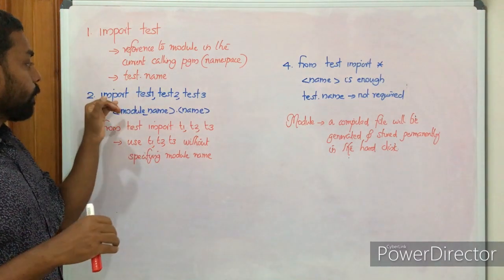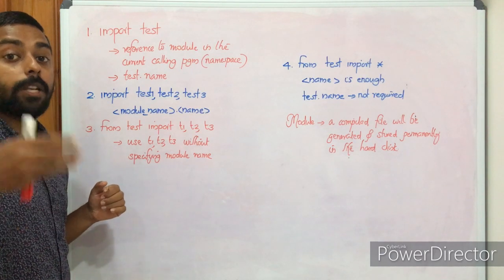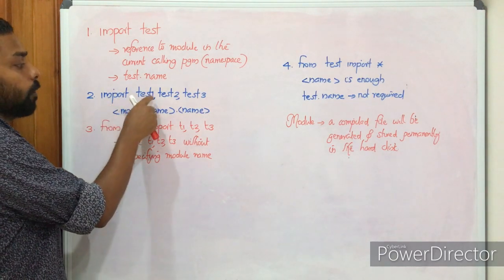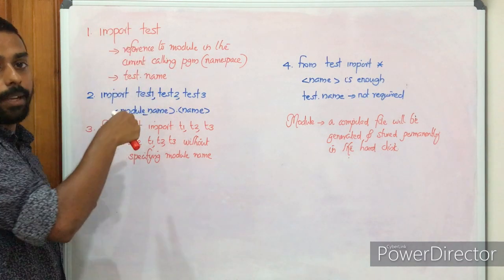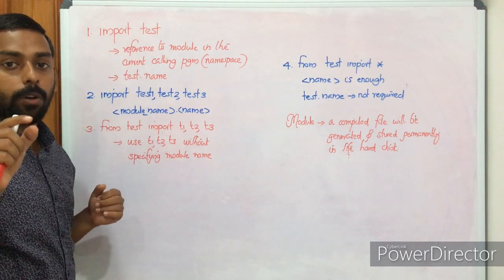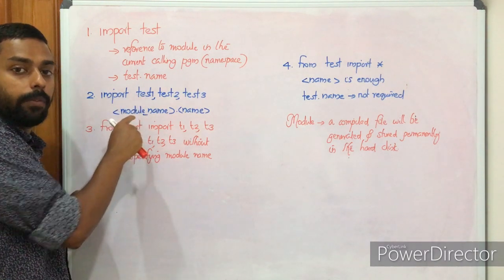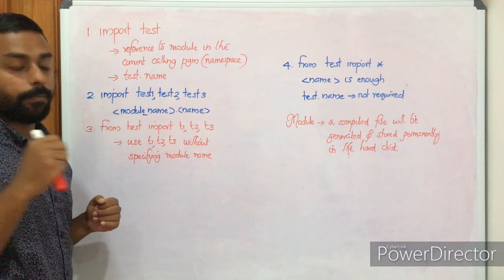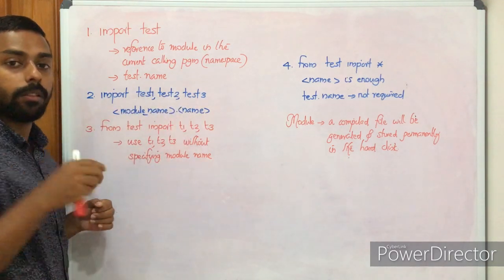Okay, here is our... and suppose we are importing multiple modules. Import test1, test2, test3. What is the difference between the first and second? In the first import statement we are importing only one module, right? But in the second statement we are importing three modules: test1, that's the first module, test2 second module, and test3 third module.